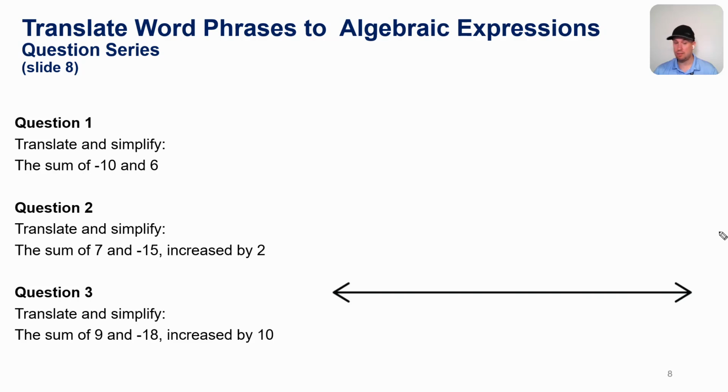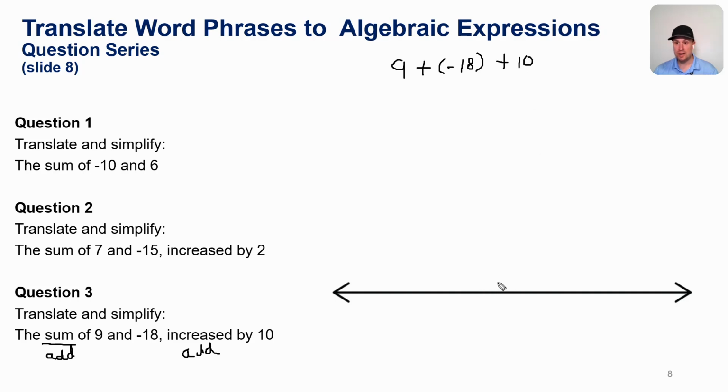Looking at question number 3 now, we have translate and simplify the sum, meaning to add, of 9 and negative 18, and then increased by, again, adding 10. So I have the sum of 9 plus a negative 18 increased by 10 more units.